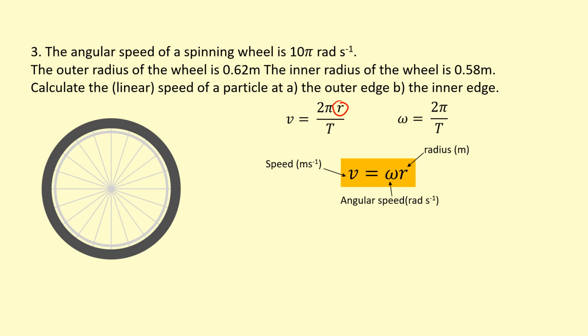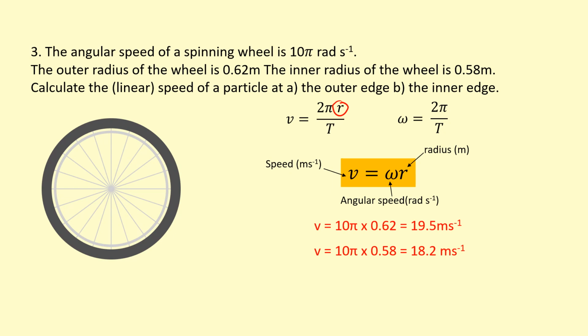Okay, so let's put the numbers in here. So we've got the angular speed, which is 10 pi, times the radius at the outer radius, gives us a speed at the outer edge of 19.5 meters per second. And at the inner edge, the speed is 18.2 meters per second.